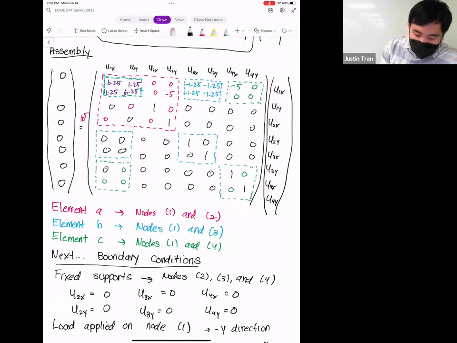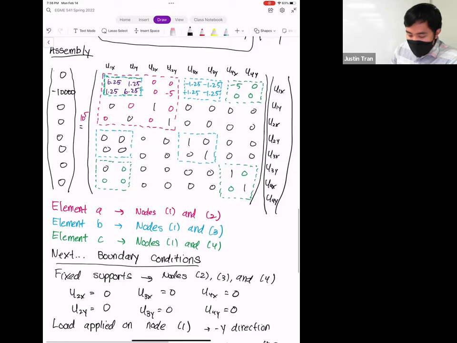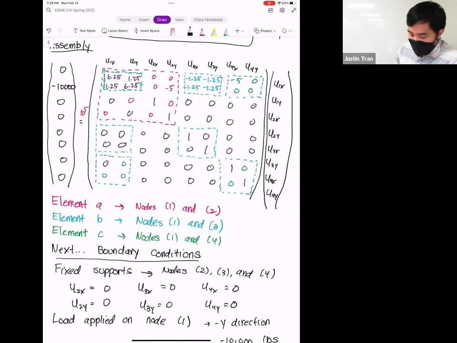Okay. And so we have no load in the x direction on node 1, but we do have a minus 10,000 on node 2. All right. And so that's it. We've constructed our global linear system. We've applied the boundary conditions, and now we're ready to solve. Okay. Any questions on this?